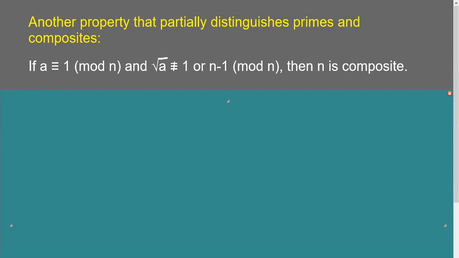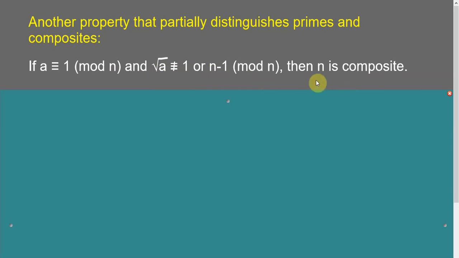So in order to improve what we have so far, we're going to bring in another property that somewhat separates primes and composites. And here it is. It says that if you have a number that is congruent to 1 when you mod by n, and you take that number's square root, if that square root is not 1 or n minus 1 when you mod by n, then n has to be composite. N has to be composite if that is the case.